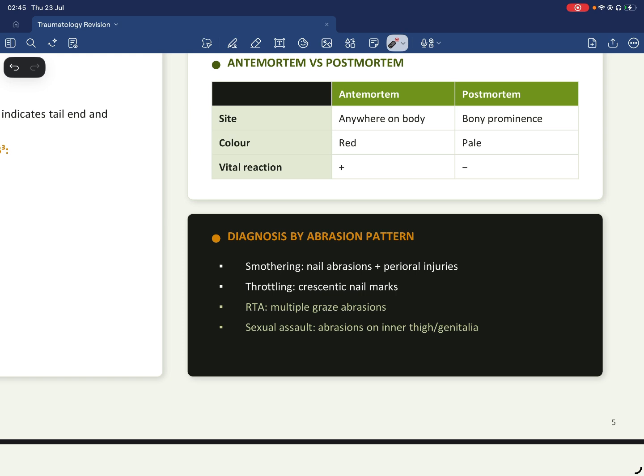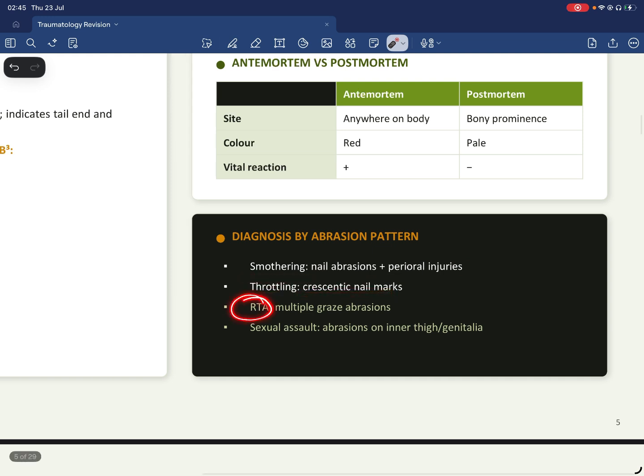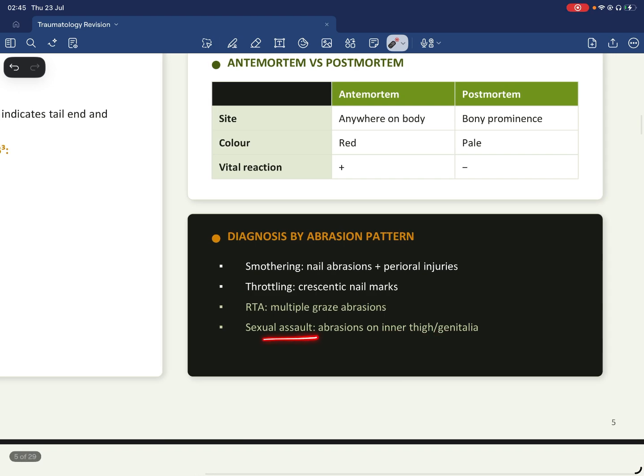Diagnosis by abrasion pattern: abrasions around the nose and perioral injuries are usually seen in smothering. Crescentic nail marks are seen in throttling. Multiple graze abrasions are commonly seen in road traffic accidents, and abrasions around the inner thigh and genitalia are usually seen in sexual assault.